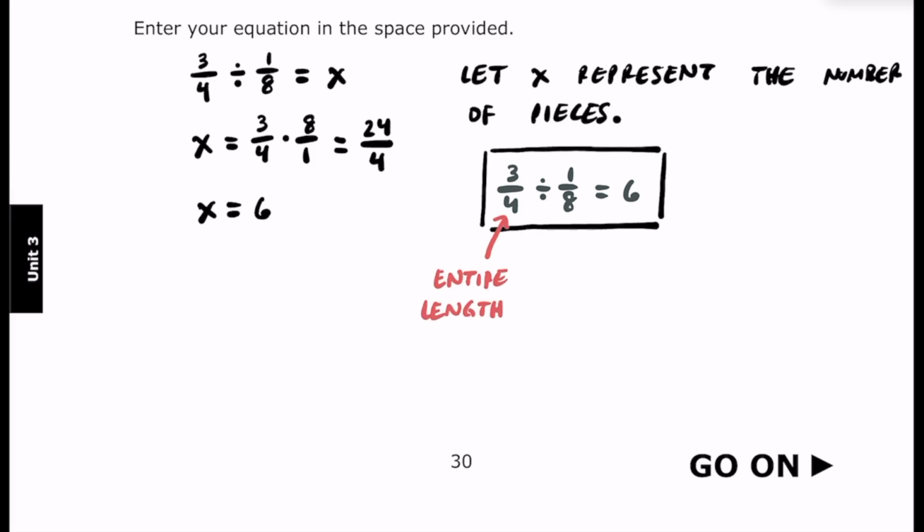That right there is the entire length. The 1/8 is the length of one piece, and the 6 represents the number of 1/8 foot size pieces that can fit into the 3/4 foot piece of wood. All right, so there's that one.